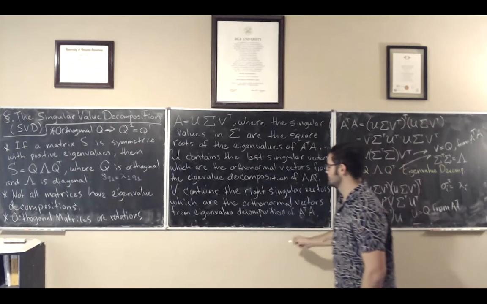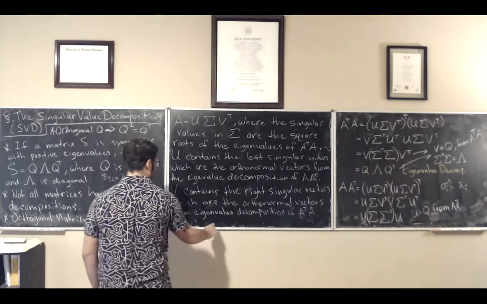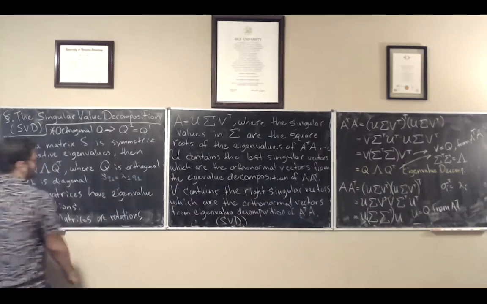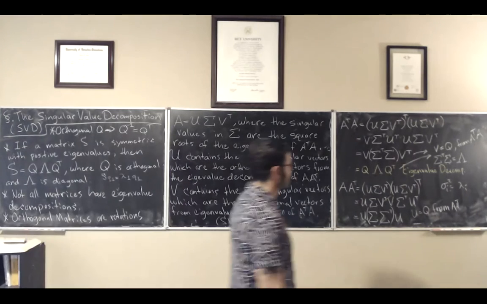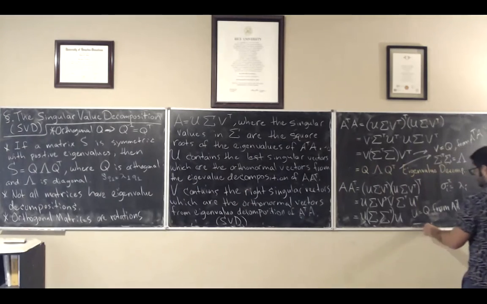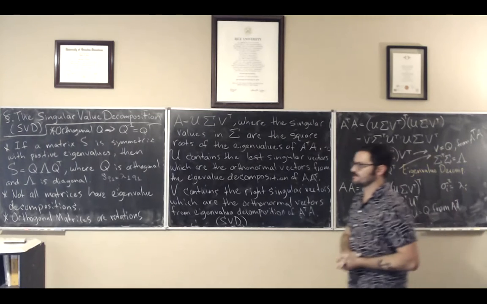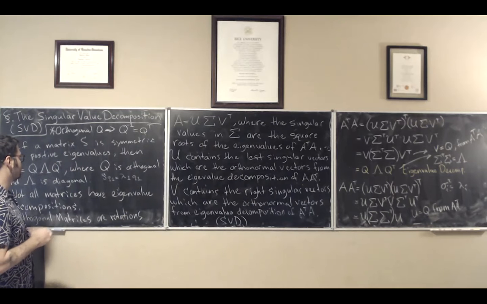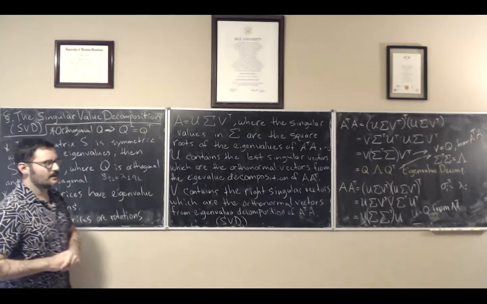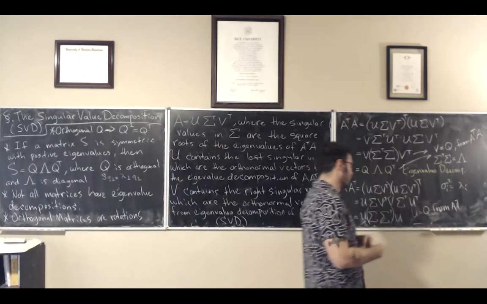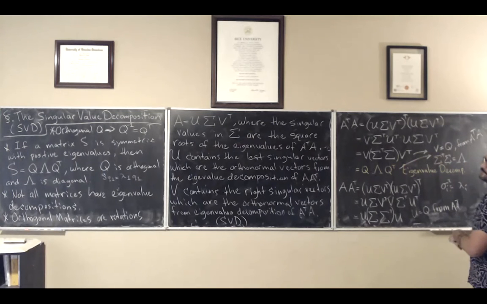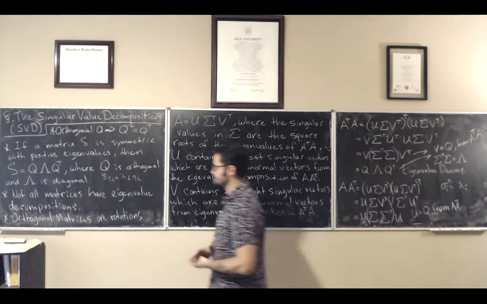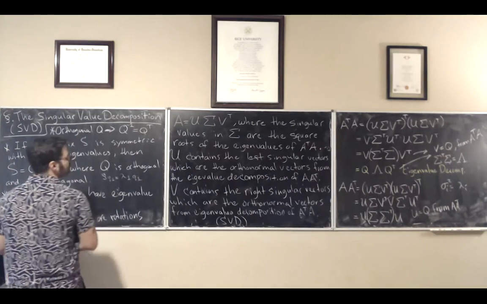This is the SVD, the singular value decomposition of the matrix A. Every matrix has one. Unlike eigenvalue decompositions, where only special matrices, these symmetric with positive eigenvalues, have these very special eigenvalue decompositions, every matrix has a singular value decomposition, regardless of its shape.